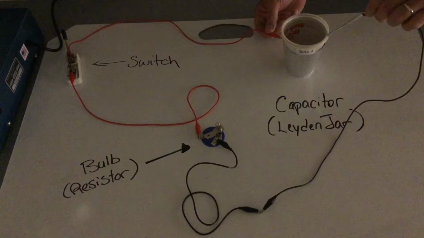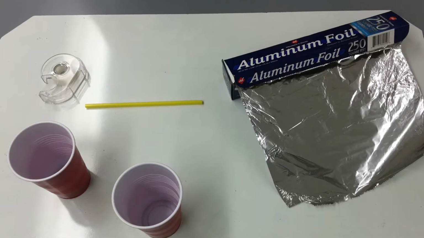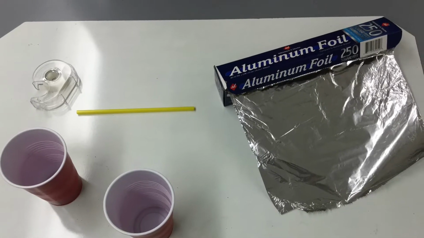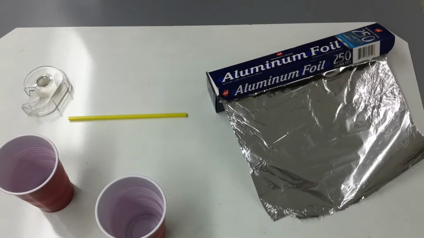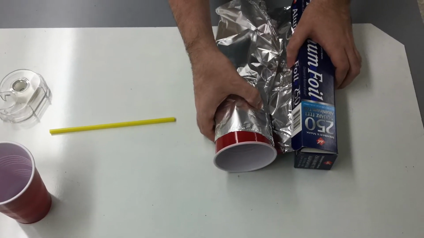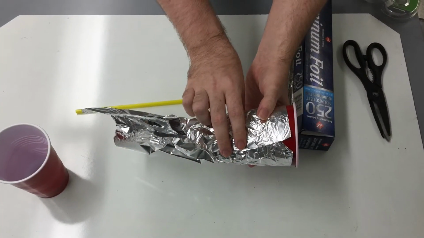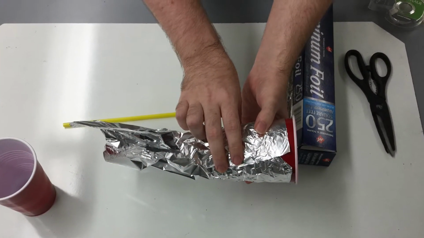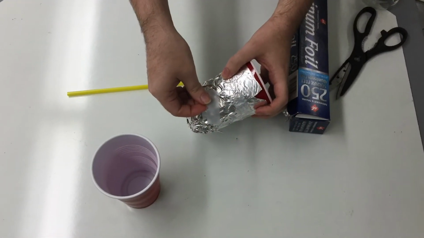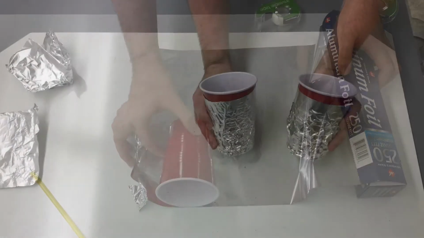Let's switch out our capacitor with a Leyden jar. But before we do, let's show you how to make one. To make a Leyden jar, you're going to need a couple of things. You're going to need 2 cups, some tin foil, and a straw. First, you'll need to take out a cup and completely wrap the outside of the cup with foil. Be sure any excess at the bottom is cut. Next, secure the aluminum foil with tape. Make a second cup the same way.